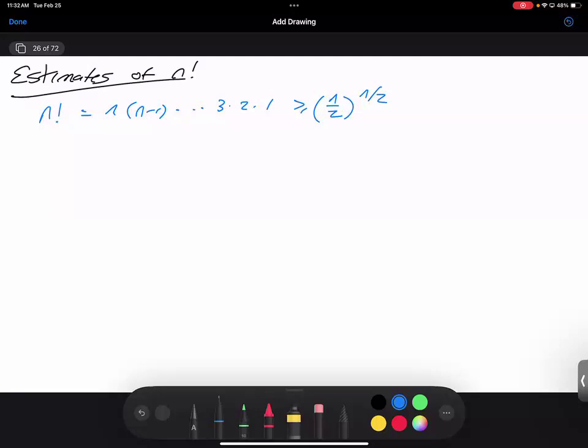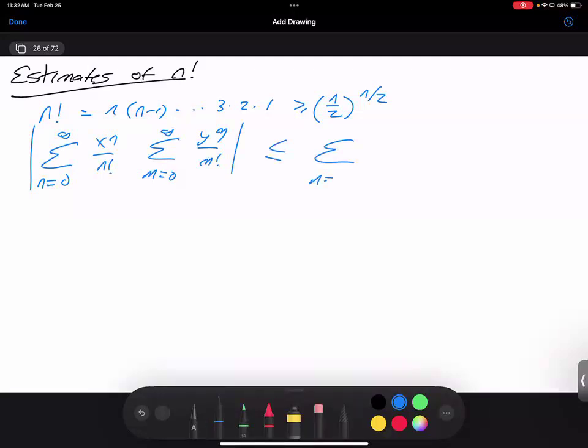So if I look at a sum, n goes from 0 to infinity of x to the n over n factorial, times the sum m goes from 0 to infinity of y to the m over m factorial, and I take the absolute value. That's going to be less than or equal to the sum n from 0 to infinity, sum m from 0 to infinity, absolute value of x to the n, absolute value of y to the m, over n factorial. That's going to be at least n halves to the n halves, and then we'll have at least m halves to the m halves.